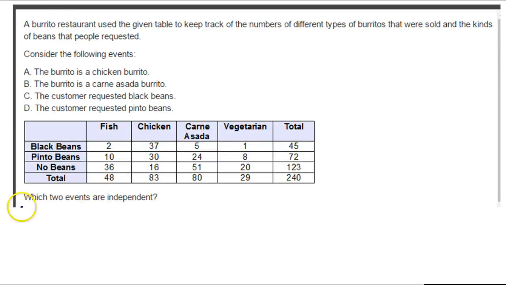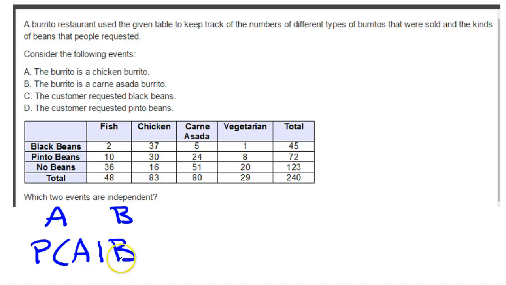Alright, so this question is asking which 2 events are independent. Here's the test. Here's how you show if 2 events are independent. So if event A and event B are independent, then the probability of event A, given that condition B is true, should equal the probability of event A without any conditions. Alright, if this happens, then the 2 events are independent.